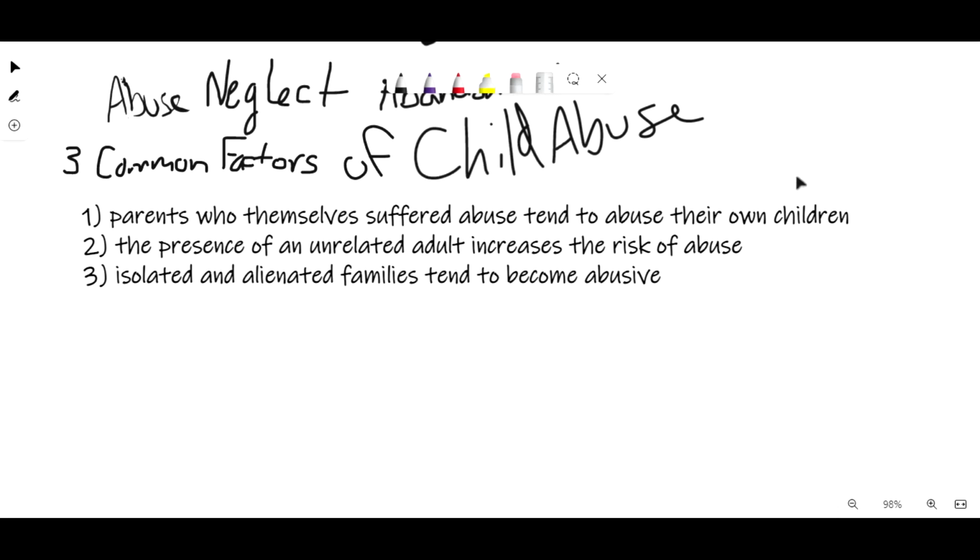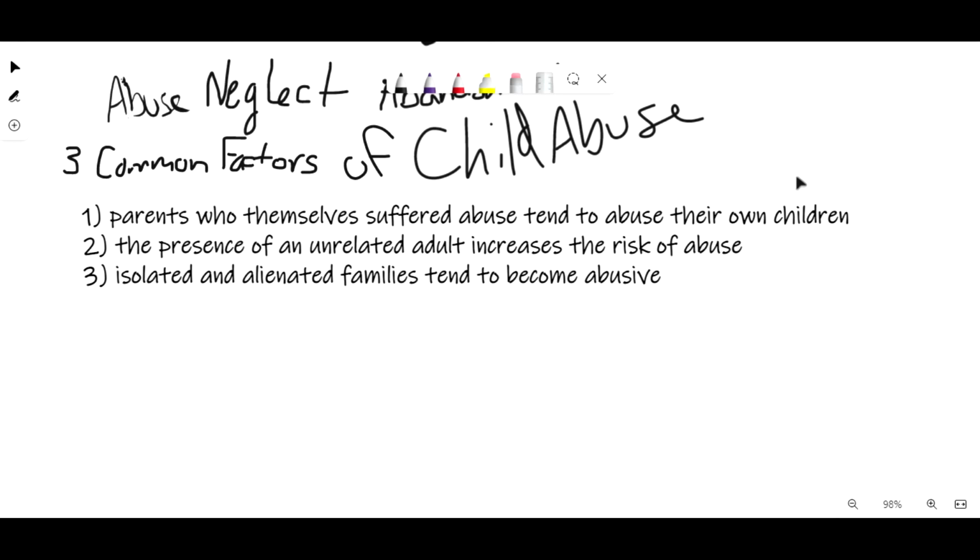So the three common factors that are brought up of child abuse: one, parents who themselves suffered abuse at some point tend to abuse their own children. Like I mentioned, it is a cycle. This is the unfortunate reality of abuse, of violence, of poverty. It is all cyclical, and it's hard to break that cycle.